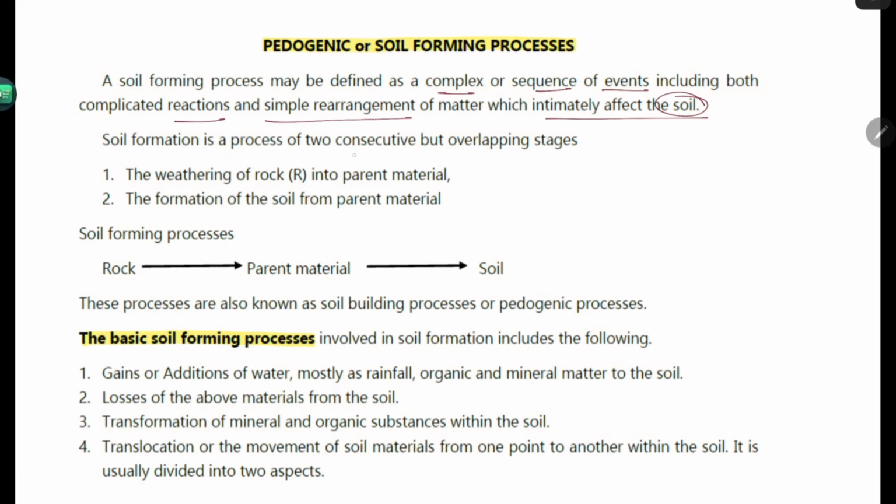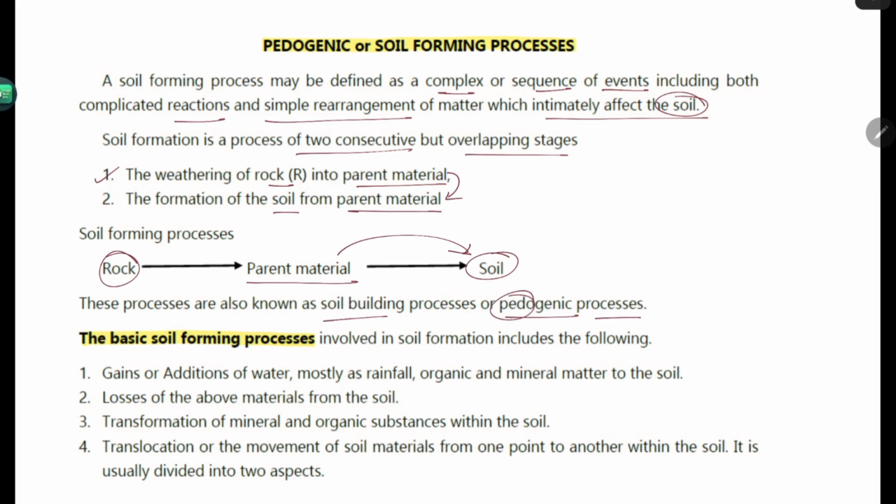So it is divided into two consecutive or overlapping stages. First, weathering of rock into parent material, and then formation of soil from parent material. So first it is the rock which gets weathered into parent material, and then the parent material turns into the soil with the help of some processes. So what do we mean by pedogenic processes? It is basically soil building. Pedogenic means soil formation process.